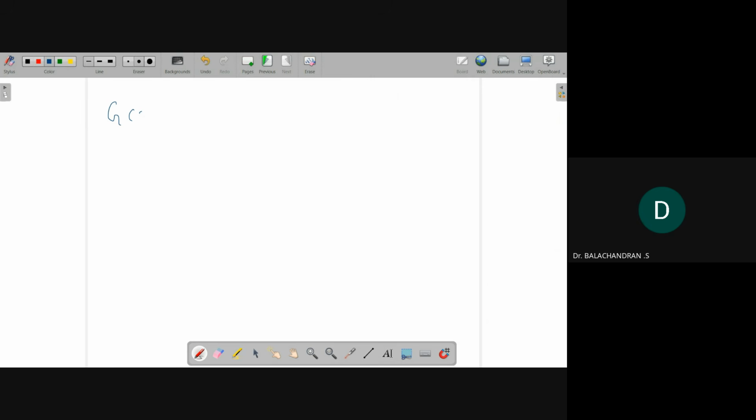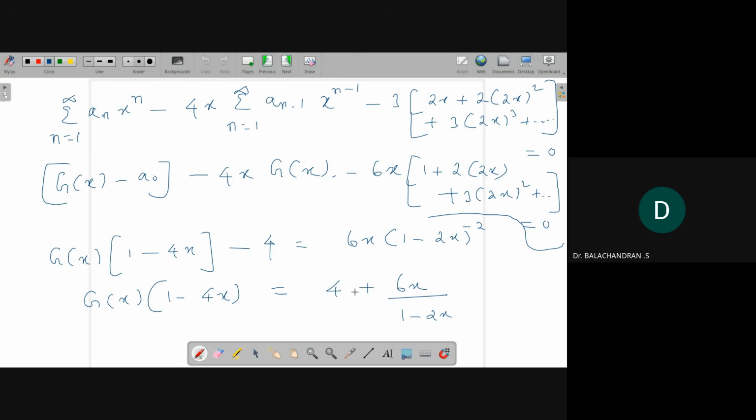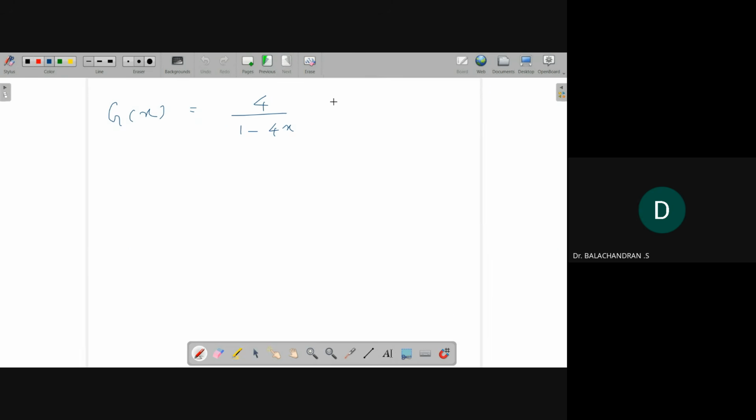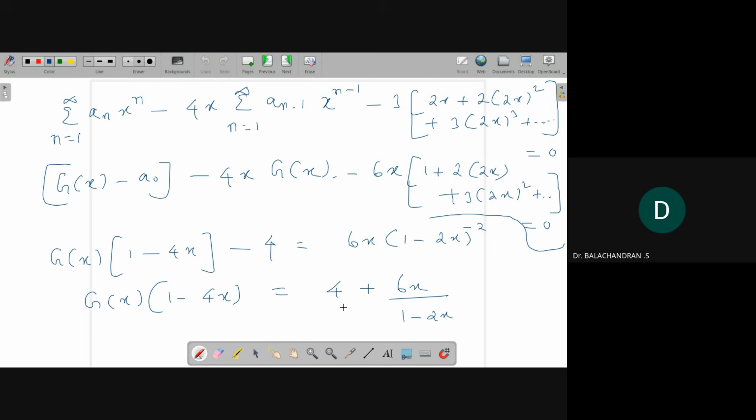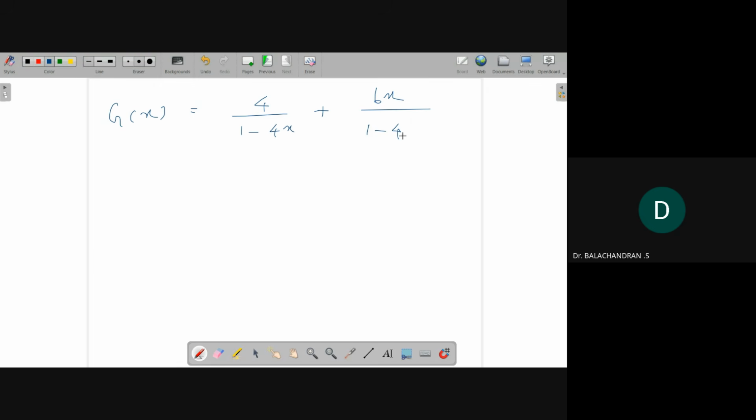g of x is equal to 4 by 1 minus 4x, plus 6x by 1 minus 4x into, I think here should be 1 minus 2x whole square. So 1 minus 4x into 1 minus 2x whole square. Okay, now I don't disturb this term.